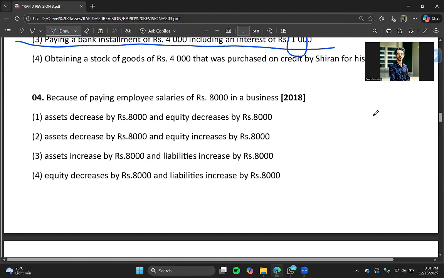First question, paying employees' salaries of rupees 8,000 in a business. When you are paying employees' salaries of 8,000, cash and equity are affected. So assets will decrease and equity will also decrease. So the answer is the first option: assets decrease 8,000, equity decrease 8,000.